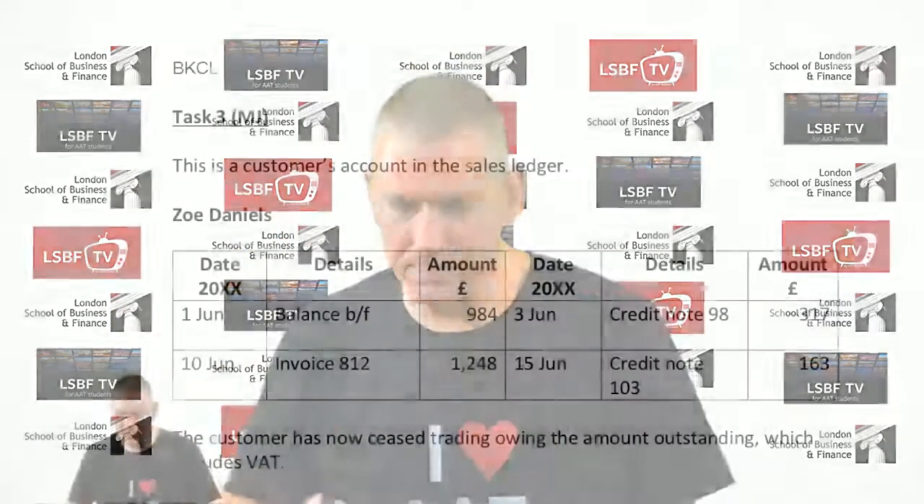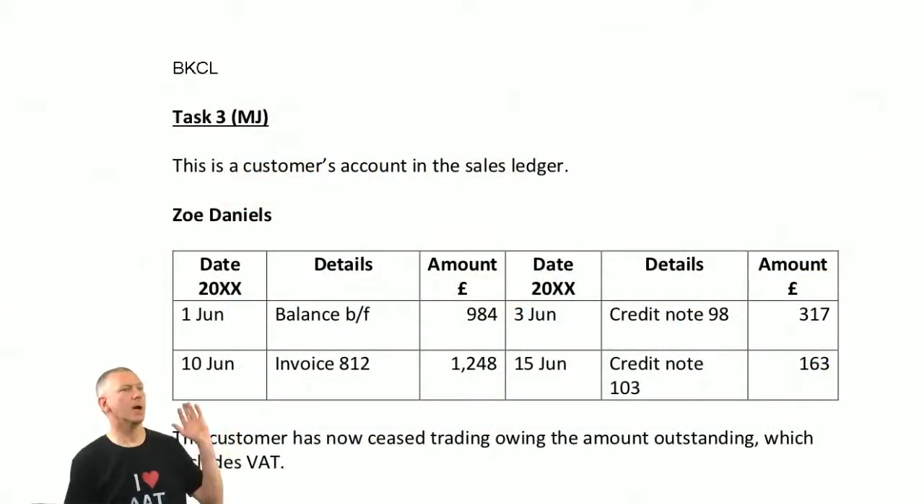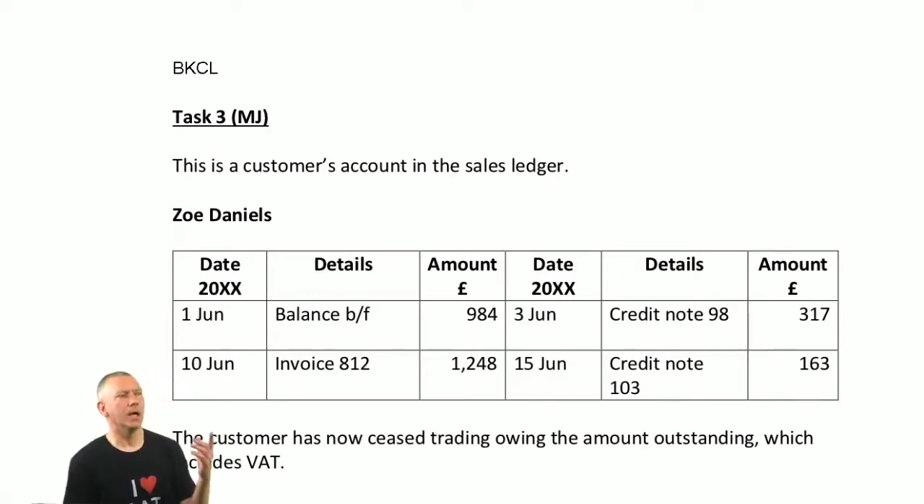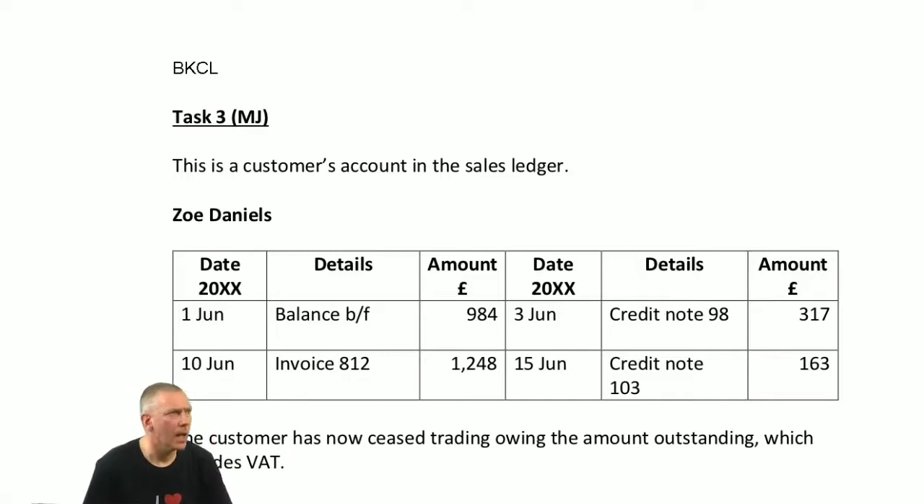But now is time for me to press mini-me and suck myself into the corner, and you can see by a miracle I have the exercise that I need to do with you as regards bookkeeping controls. Let's read and get on with this. Task number 3. This is a customer's account in the sales ledger. It's Zoe Daniels.